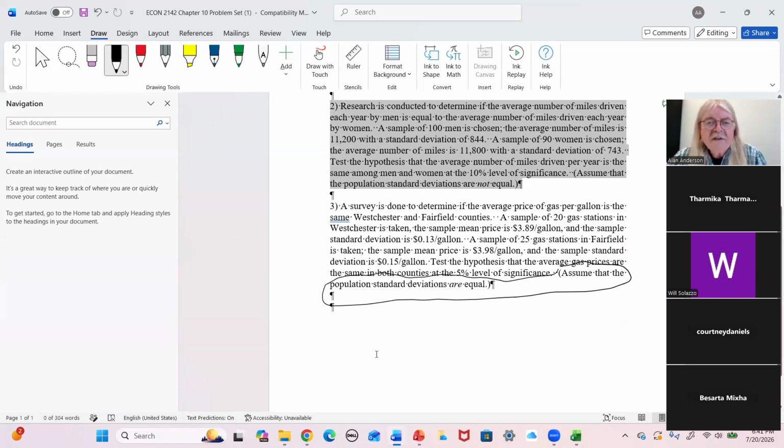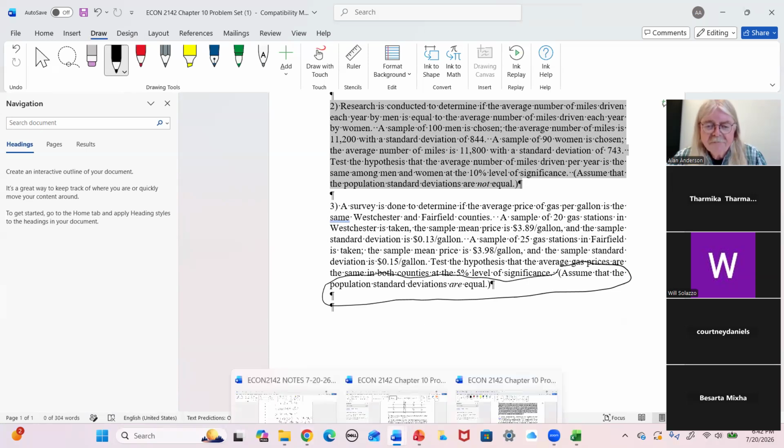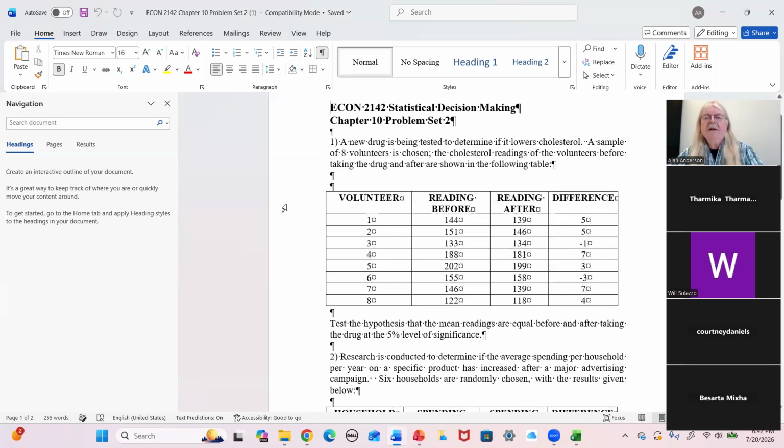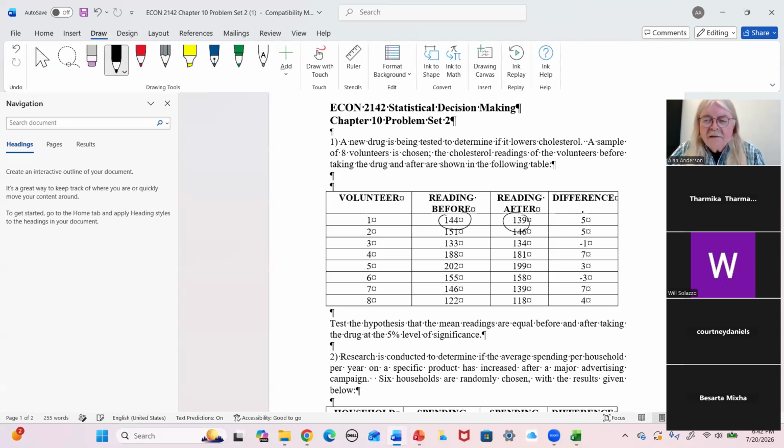We're going to move on to the second of these two problem sets, which are the matched pairs cases. And you remember doing these, I think. You've got, like here, for example, a new drug is being tested to determine if it lowers cholesterol. A sample of 8 volunteers is chosen. The cholesterol readings of the volunteers before taking the drug and after are shown in the following table. And so the difference means this reading minus this reading is here.